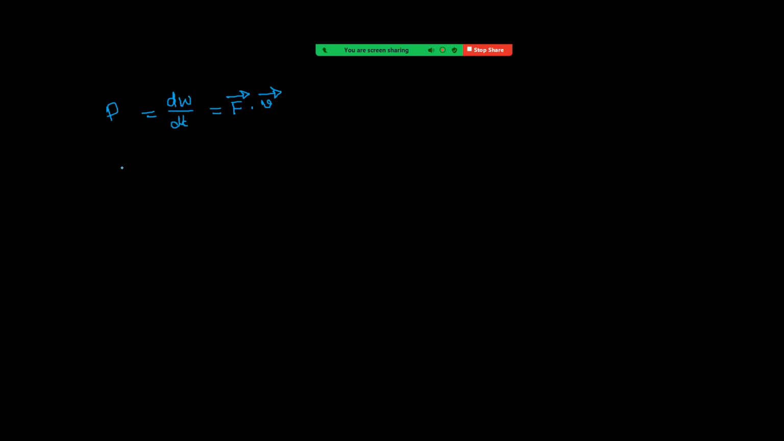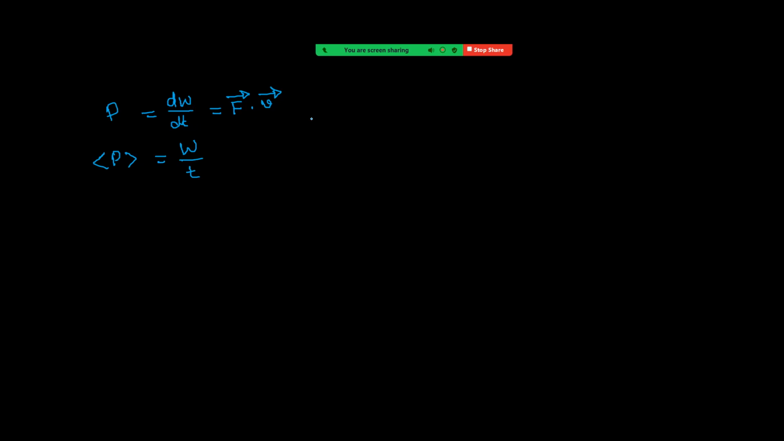Next we define average power. This is the notation for average. So average power is defined as work done by time taken for that, which means work done per unit time. In the first, we were taking the rate of change dW by dt. This is work done divided by the time taken for that. This is what we call the average value.